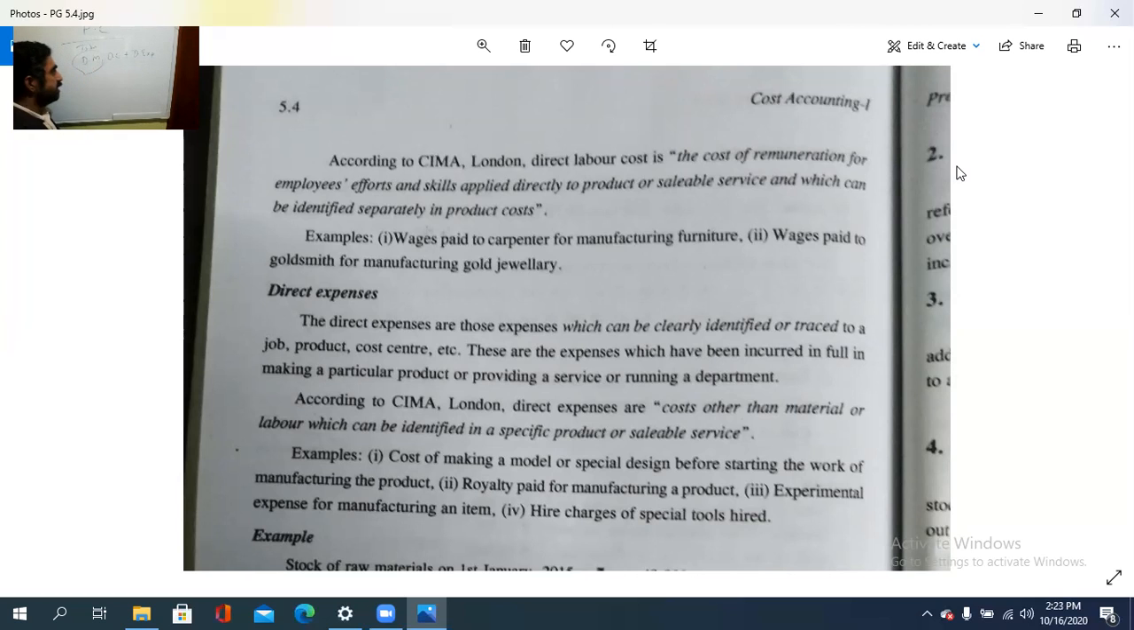And the third one, direct expenses. What is that? These are the expenses which can be clearly traced or identified to a job, product, or a cost center. These are the expenses which have been incurred in full in making a particular product or providing a service or running a department.